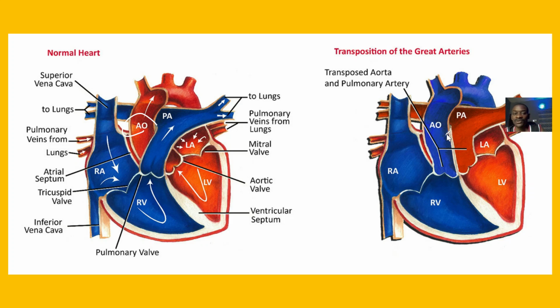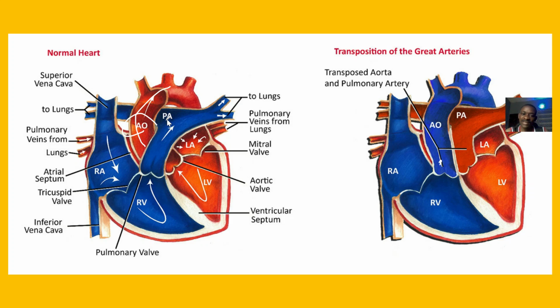The aorta is still above this. See. Look at this. The aorta should carry oxygenated blood, right? But for this one, the aorta is carrying deoxygenated blood. Like aorta is supposed to be attached to the left side of the heart, but aorta is being attached to the right side of the heart.